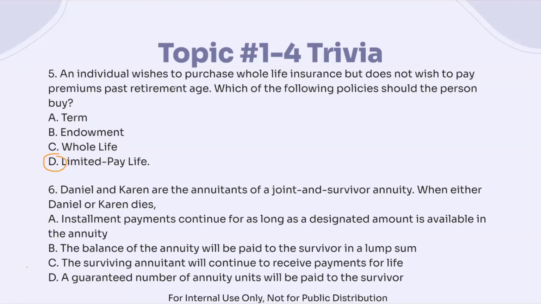Number 6. Okay, so we have Daniel and Karen, who are annuitants of a joint and survivor annuity. When either Daniel or Karen dies, remember, the surviving annuitant will still receive payments for life. They'll still be able to receive payments for life. So we saw this was one of the payout options.